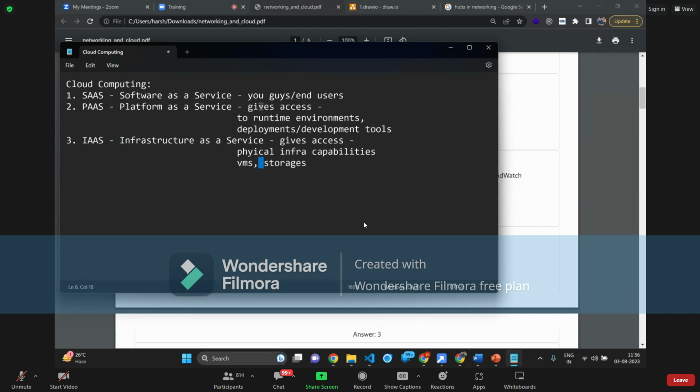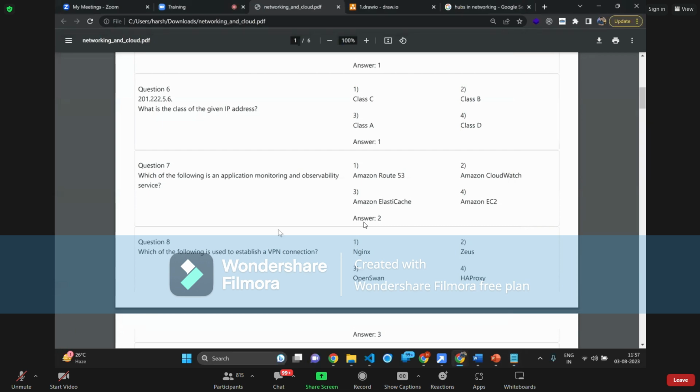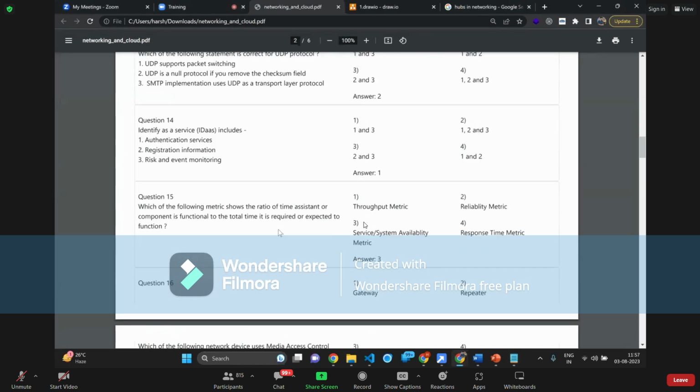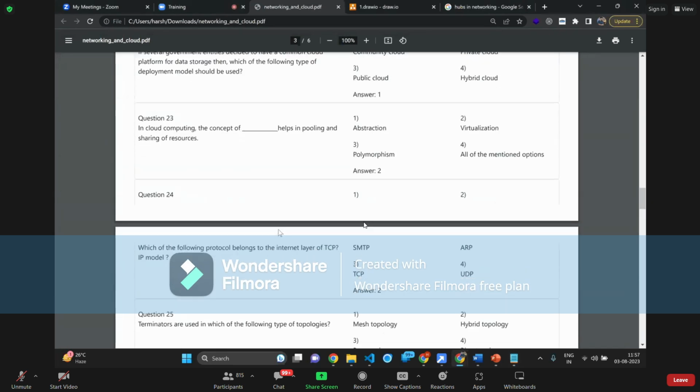Now let us see. This is basically your platform as a service, software as a service. General question is, which of the following gives access to the runtime environments, development or deployment tools? So immediately your answer can be, let me see if there is anything here.